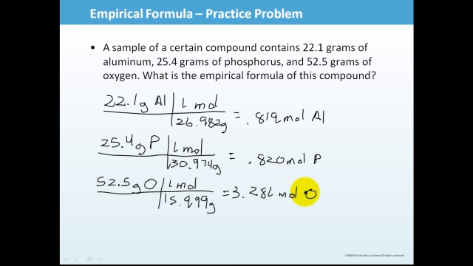So step 2 is then divide by the smallest of all of them. When we look at our three answers, the smallest one there is the 0.819, the aluminum. Only by a fraction, but it is. So if we take the top one and divide that by 0.819, we're going to get 1. And that's why we do that, because we always will get 1 for at least a single answer. We do that here for phosphorus.